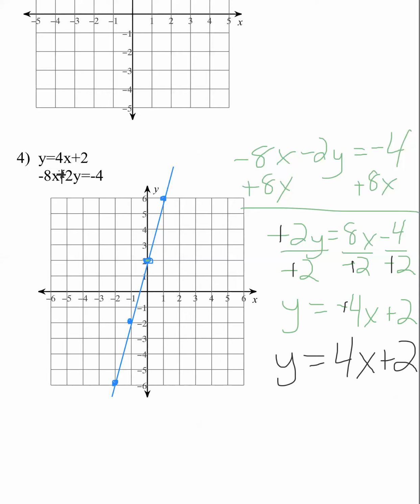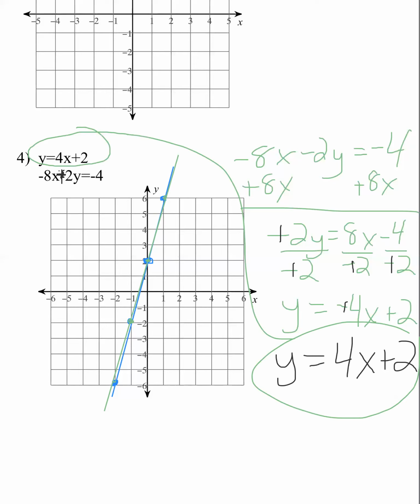Start at 2, go up 4 over 1. Oh my goodness. It's the exact same line, you guys. Exactly the same. So not only does it have the same slope, it has the same y-intercept also. It's literally the exact same line. Well, oh, shoot. Switch back to pen. Y equals 4x plus 2, and my top one was y equals 4x plus 2.